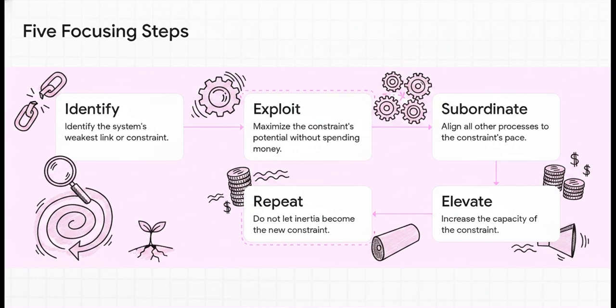Step 3, subordinate everything else. So align all your other non-constraints to match the bottleneck's pace. Step 4 is elevate. This is where you finally spend the money or resources to increase that constraint's capacity. And then, step 5, repeat the whole process. Because once you break one constraint, guess what? A new one is going to pop up. Continuous improvement really never stops.